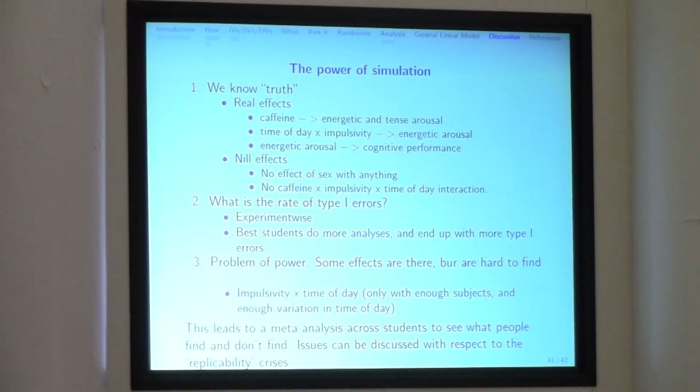Type 1 errors. We talk about type 1 errors happening 5% of the time. No, it's much more than that, because it's the experimenter-wise error rate. These kids, the more ambitious kids, are doing far more analyses. The really best students get the most type 1 errors. They really learn something from that. When they do their third paper, they say, do you think this is a type 1 error?